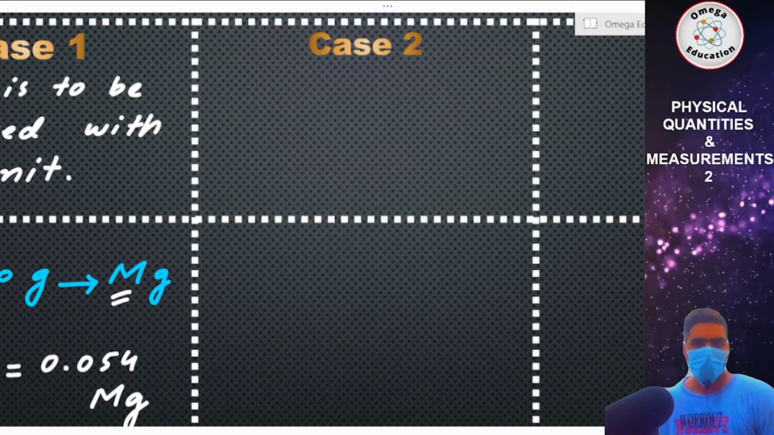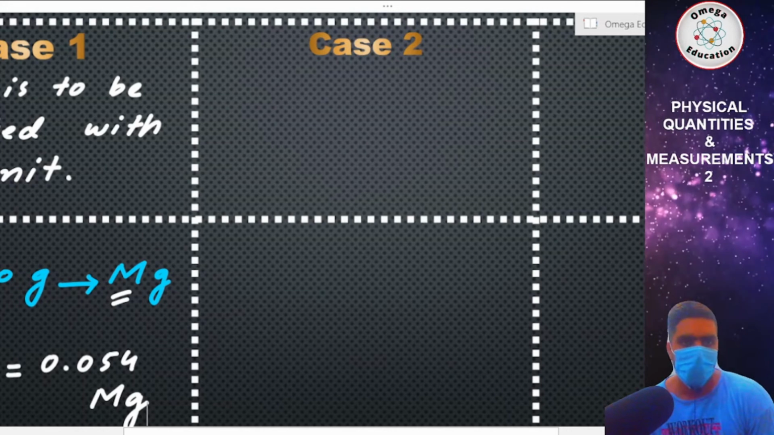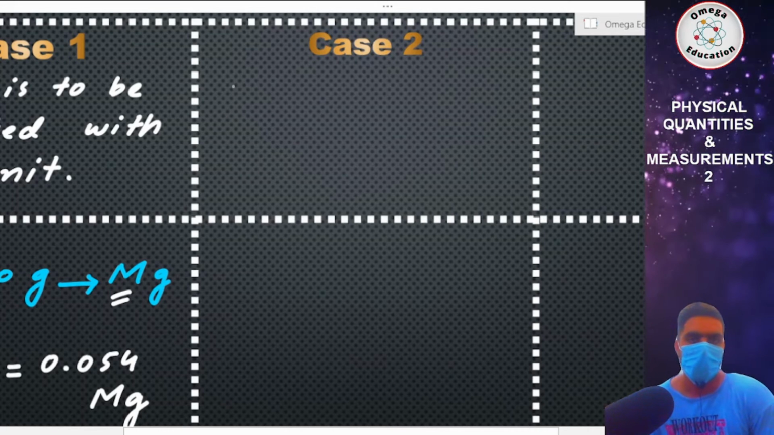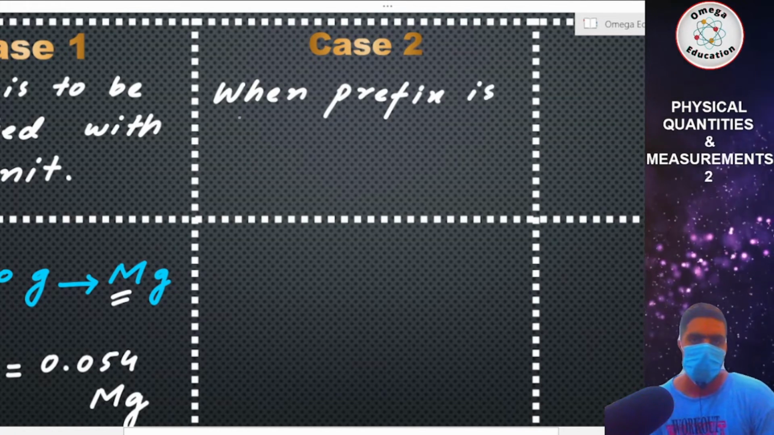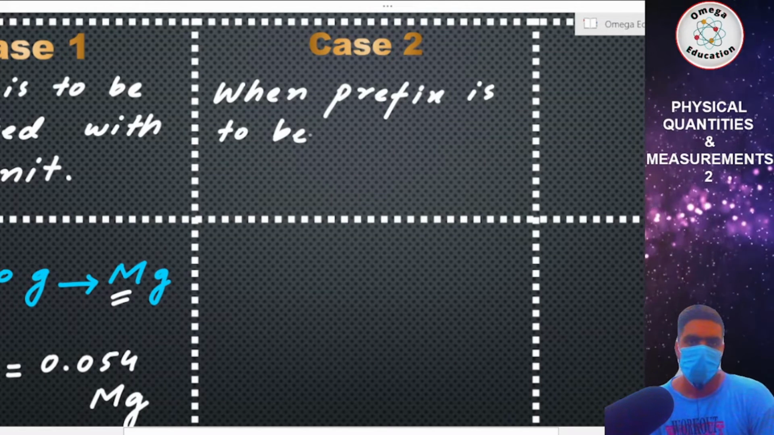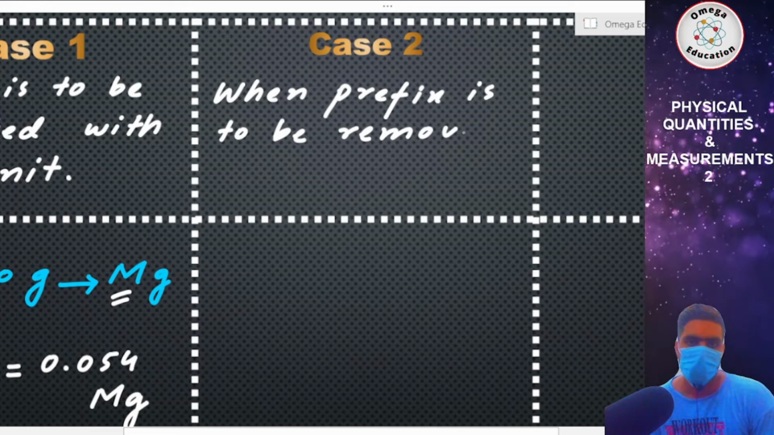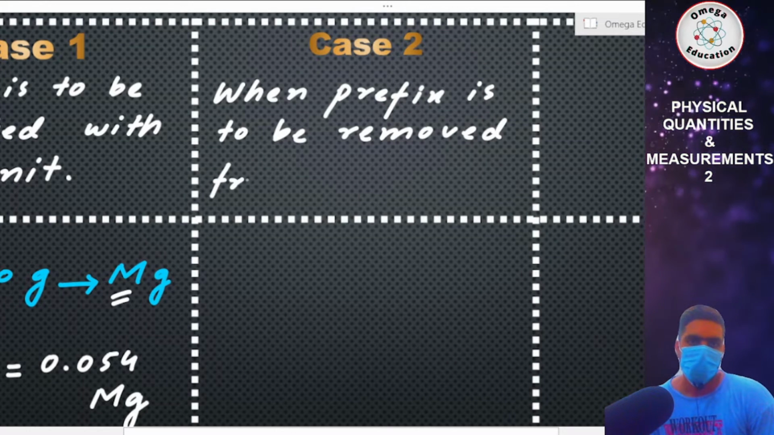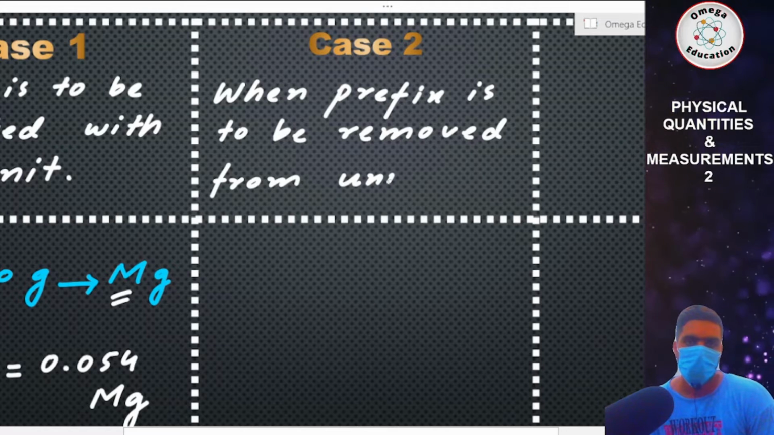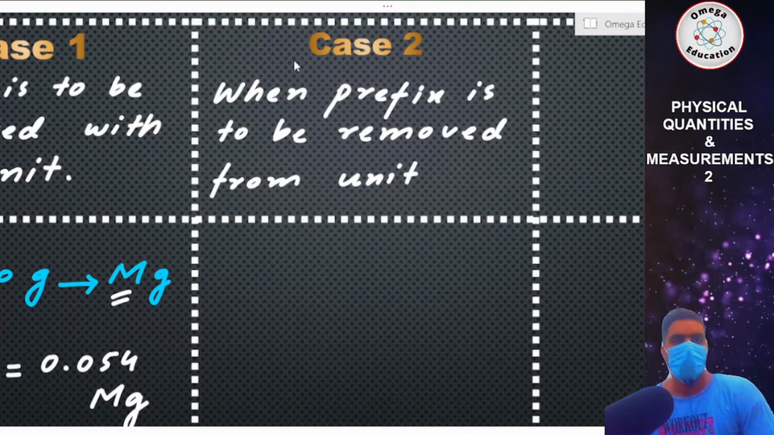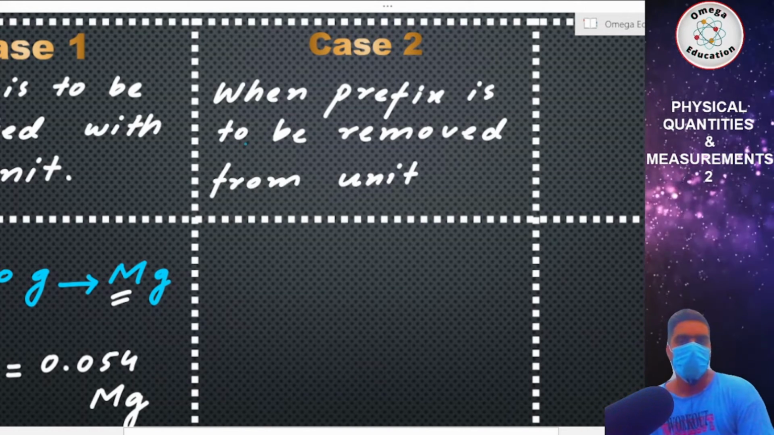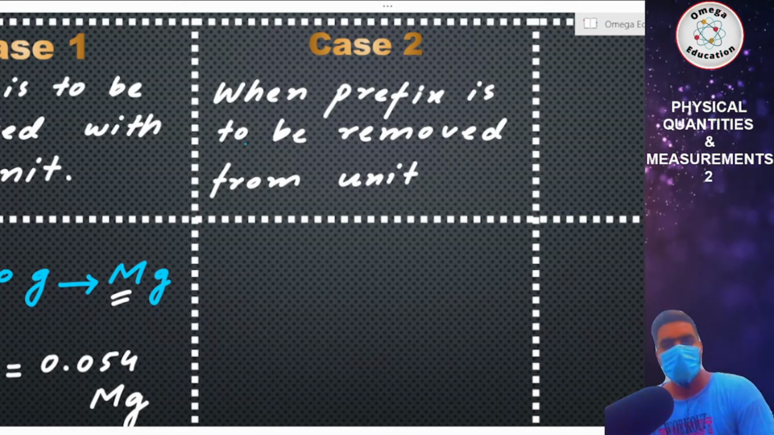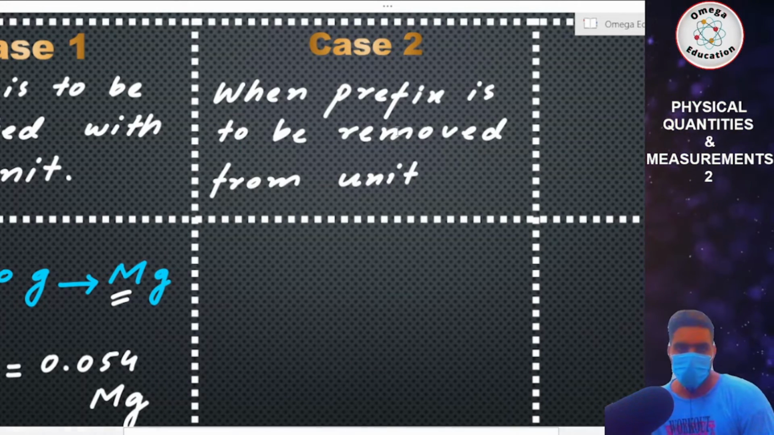Alright everyone, moving on to the second case. The second case is when a prefix is to be removed from a unit. Alright, so this is the second case. The first case was we had to add a prefix, we had to insert a prefix with a unit. And the second case is we have to remove the prefix from the unit. Now, let us try an example for this one.